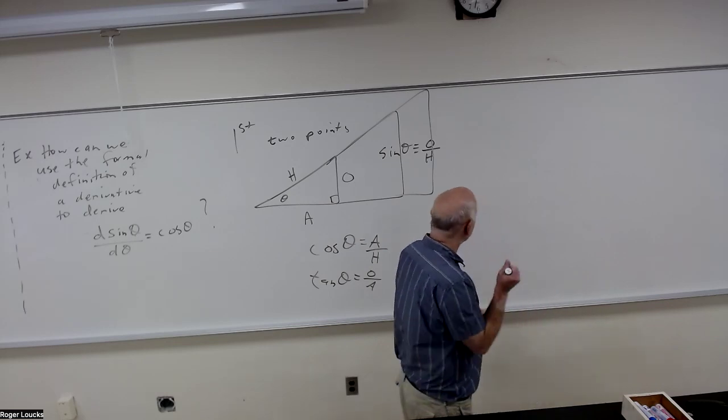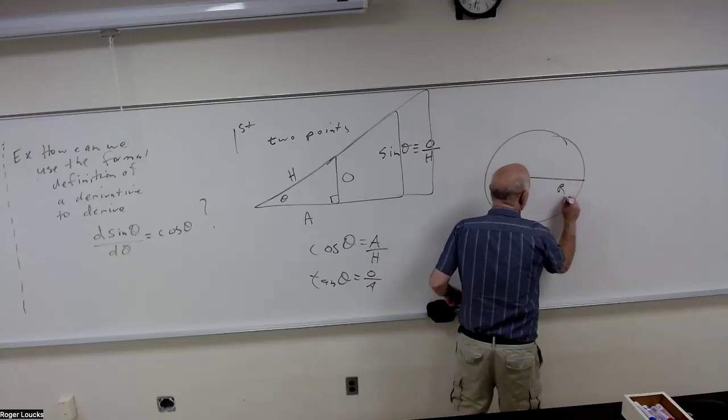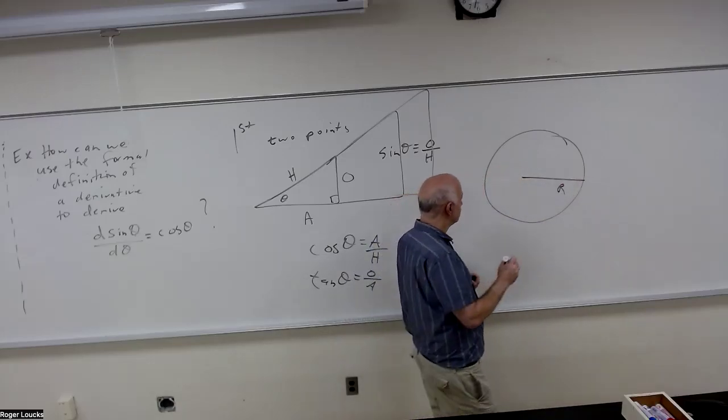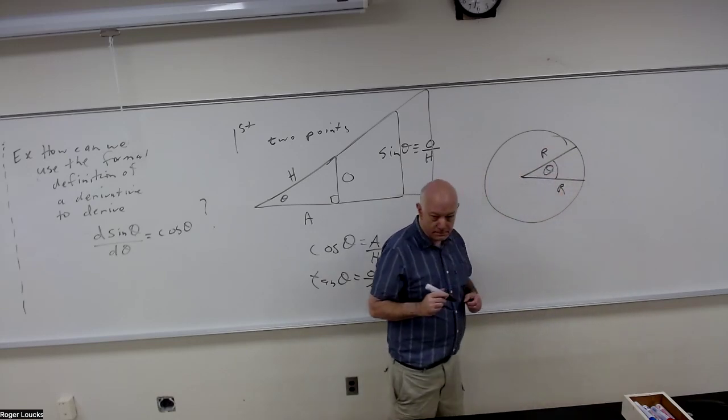Good thing to know. Okay, here's a circle. It has a radius r here like this. Okay. So this is r. Call this angle theta.